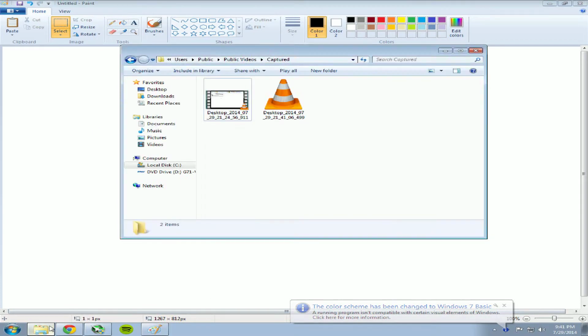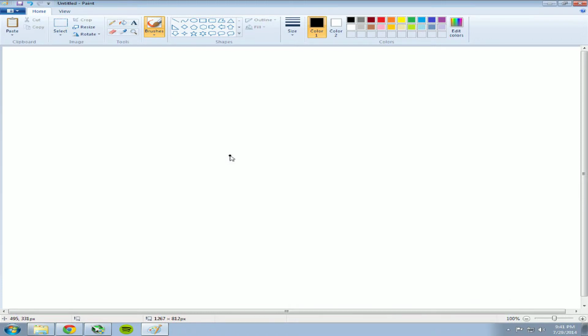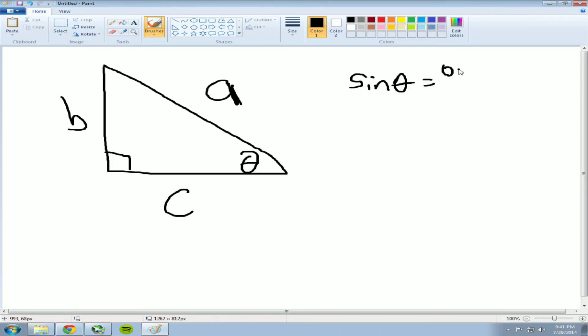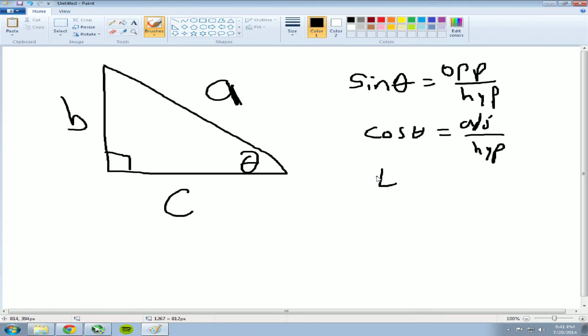Okay, so I'm going to do a quick video on getting used to the trig identities. So, of course, you need a right triangle, and we're going to look at this theta right here, and I'll call this ABC. So, sine is equal to opposite over hypotenuse. Cosine is equal to adjacent over hypotenuse, and tangent is equal to opposite over adjacent.